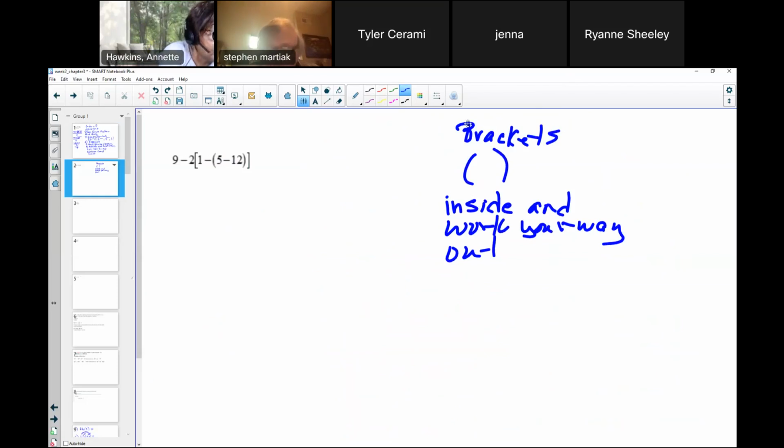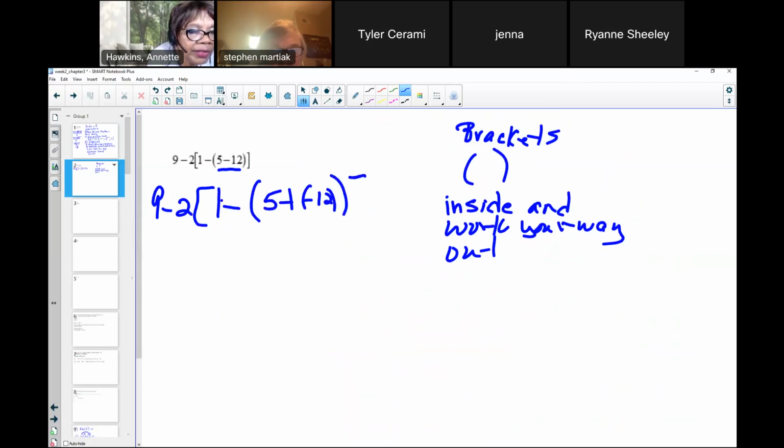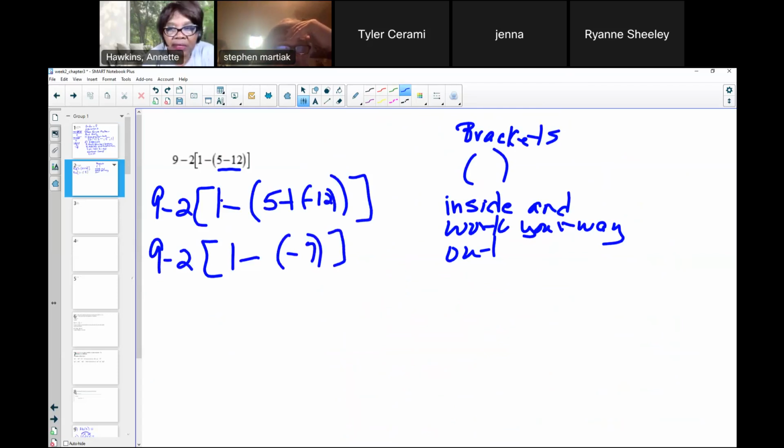All right, so 9 minus 2, bracket, 1 minus. So I have to start here. So this is 5 subtract 12, and I'm going to change it. You don't have to do this. If you subtract 12, that's 5 plus a negative 12. So 5 plus a negative 12, I owe 12, I only have 5, so I'm in the hole 7. So when I compute this, I still need to keep that parenthesis. So this is a negative 7.